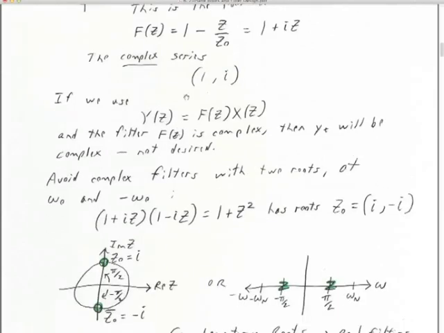If we are using our physical model, we get data y, which is the filter polynomial times the input polynomial x. We're essentially convolving the input time series, little x, with the filter time series, little f, and we're getting out a time series, little y. And if the filter is complex, then the output time series, y of t, will also be complex, and we really don't want that. I mean, what are we going to do with a complex seismogram? There are some things we can do with it, but to take a real seismogram and filter it, and end up with a complex seismogram, we can't use that.